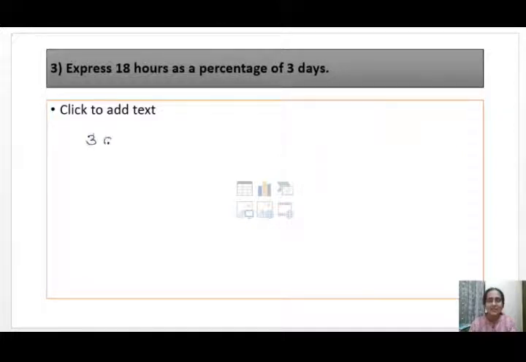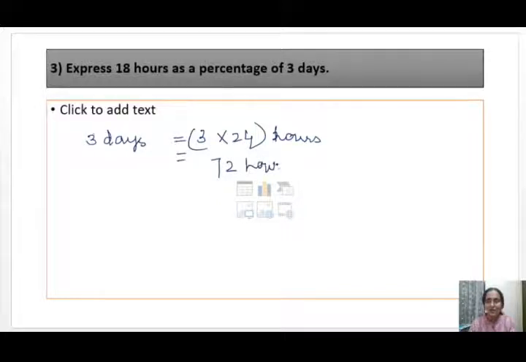3 days means how many hours? It is 3 into 1 day equals 24 hours. So 3 days, 3 into 24 hours, 3 fours are 12, it is 72 hours. Now you have to get the percentage of 18. That means 18 divided by 72 and multiply by 100%. Multiply by 100 and write the percent sign always. 18 ones are 18, 18 fours are 72, then 4 ones are 4, 4 fives are 20, 25.